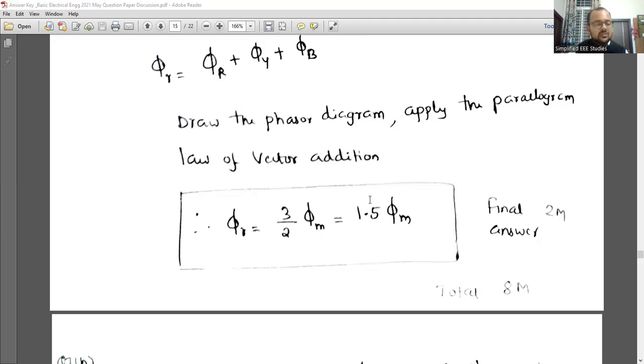So this is your ultimate expression. Suppose you don't know the derivation, kindly write phi r equal to 1.5 phi m. These things you can write. At least some credit, 25% or 30% marks, will be given for that.